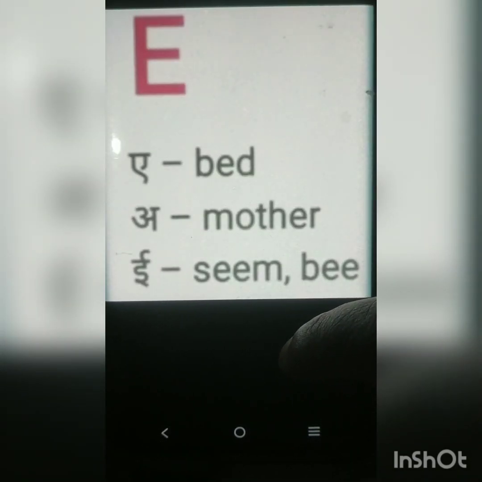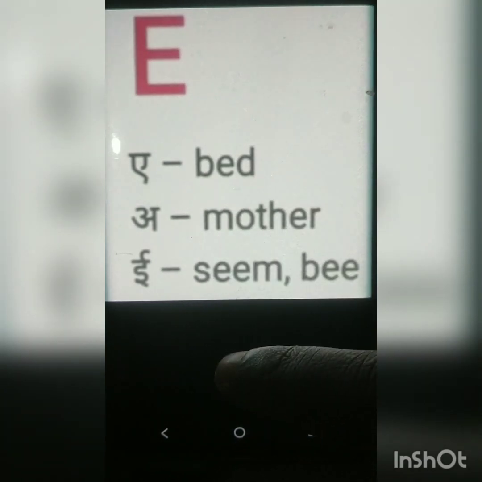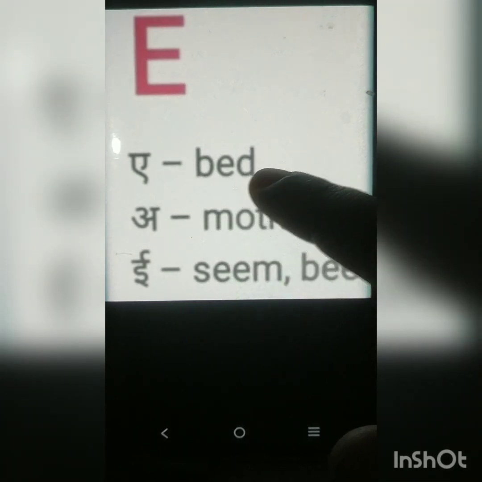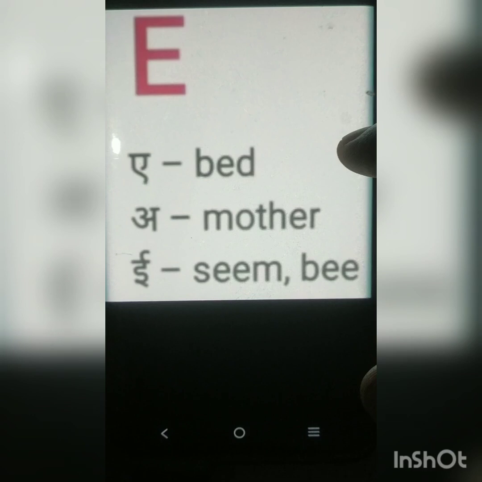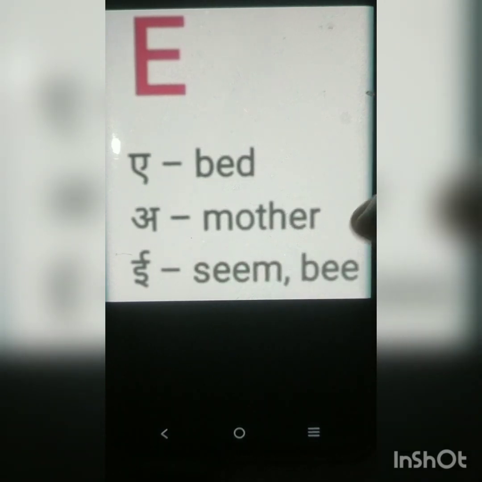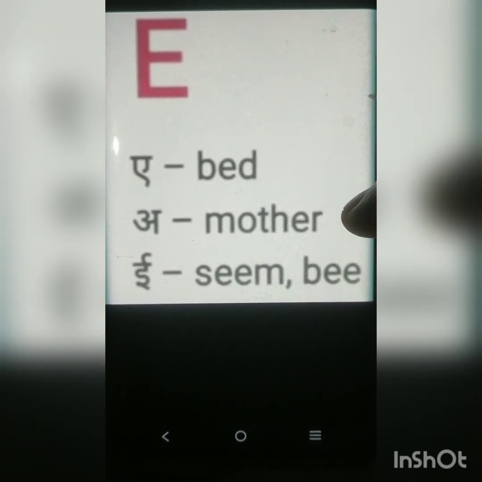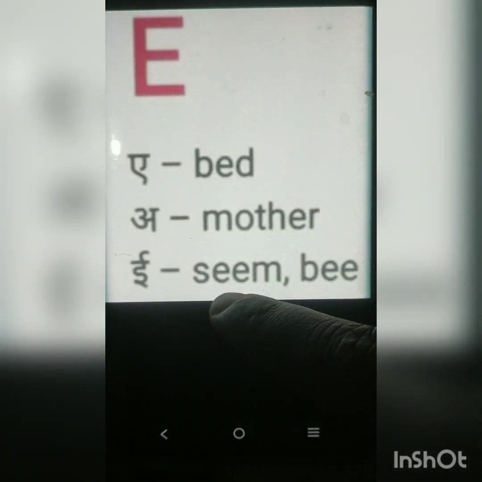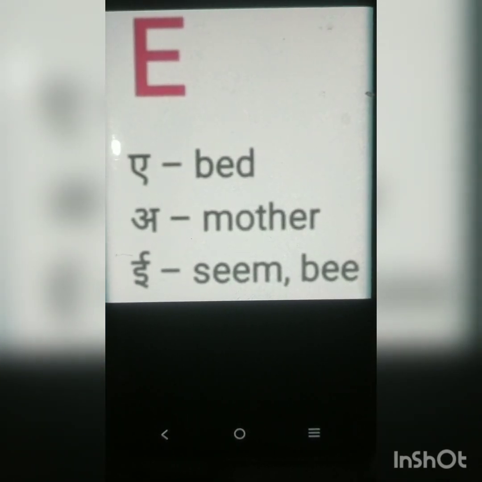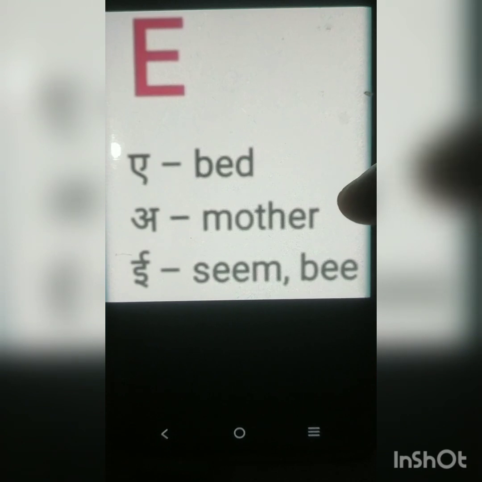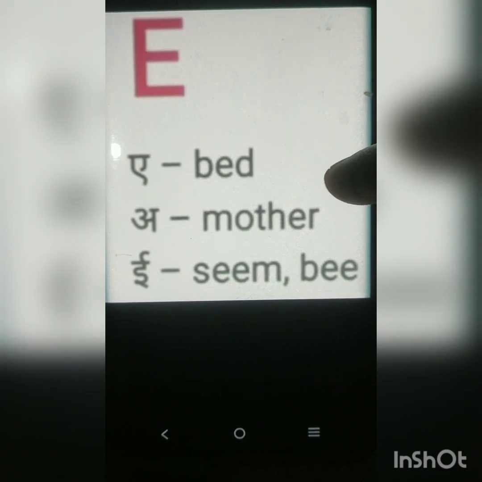Then E has 3 kinds of sounds. You see, A sound, then A sound, and E sound. Next you see B-E-D, bad. B-E-D, bad. Then A sound, M-O-T-H-E-R, mother. Mother. Okay? Tell me. O-T-H-E-R, mother. Yes. Then double E, when it is coming, its sound is giving the pressure. That means seam.